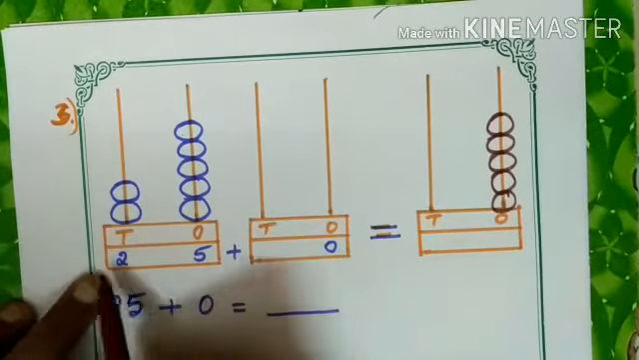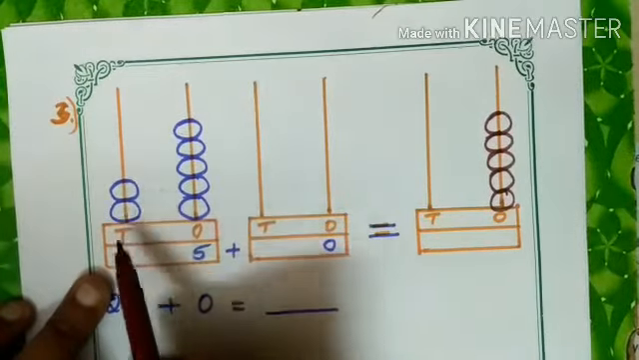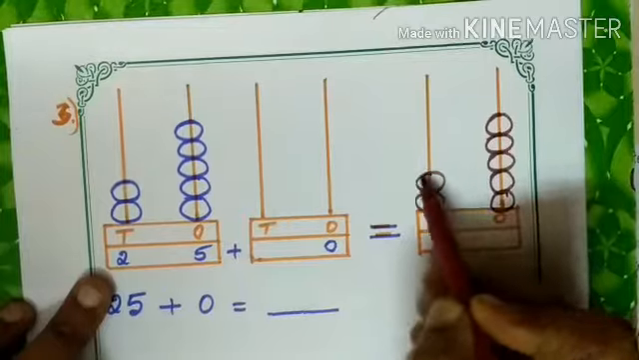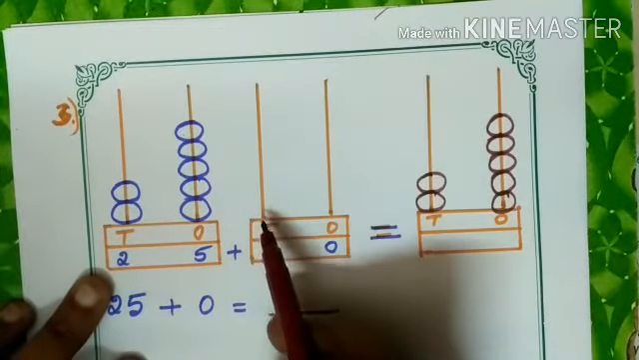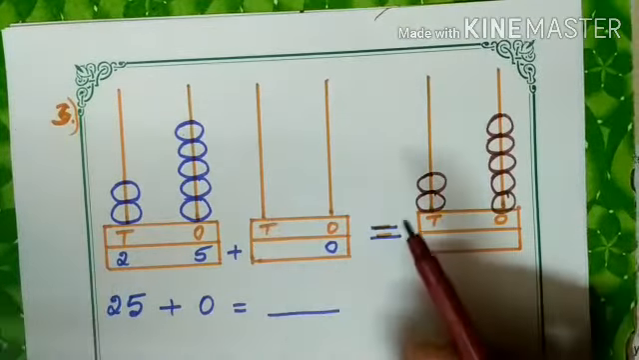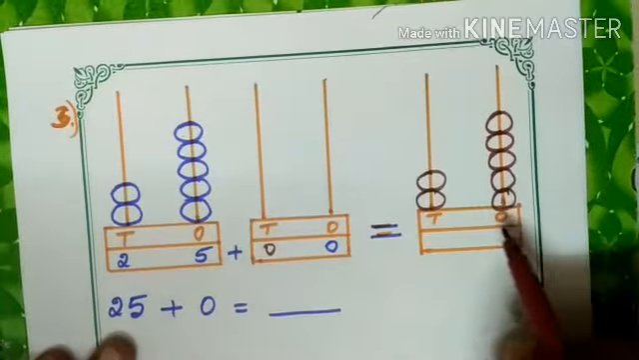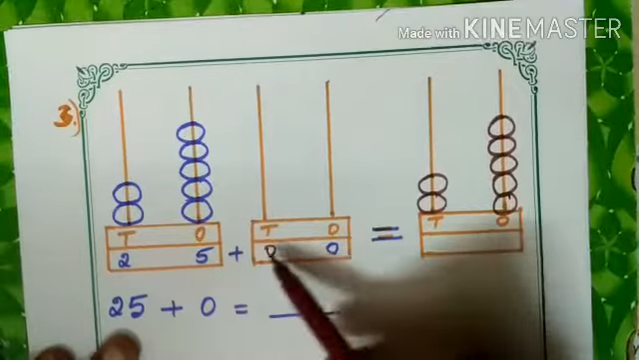Okay. Now in tens place, how many beads are there? Here 2 are there. Right here 2. 1, 2. In this spike, are any beads there? No. No means nothing. Nothing means 0 only. No need to write beads here. So we will write here 0.